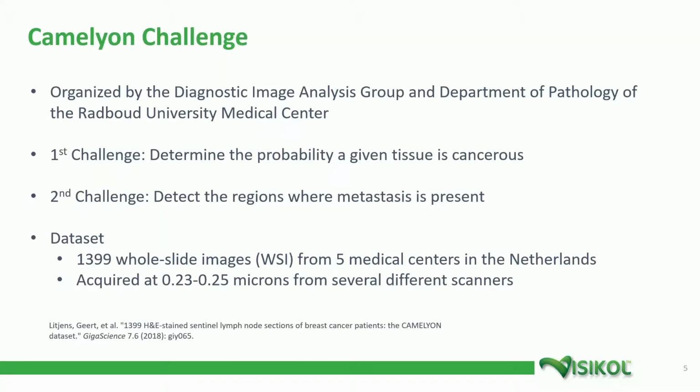The data we used in this project is from the Camelyon Challenge. The Camelyon Challenge was organized in 2016 by the Diagnostic Image Analysis Group and Department of Pathology at the Radboud University Medical Center. Its purpose was for researchers to come up with new algorithms to accomplish the following 2 tasks. First, to automatically determine a probability that a given lymph node tissue is cancerous, and 2, predict tumor regions in the whole slide image of the lymph node tissue.